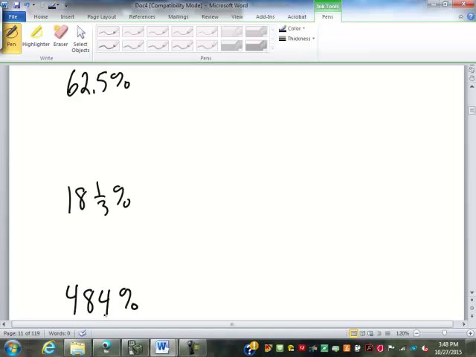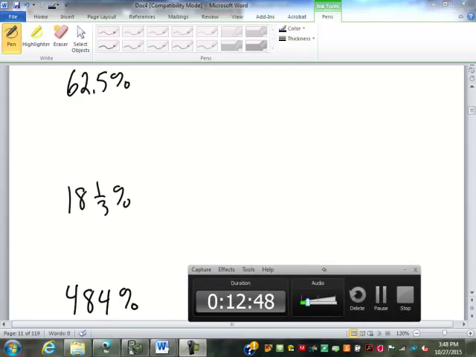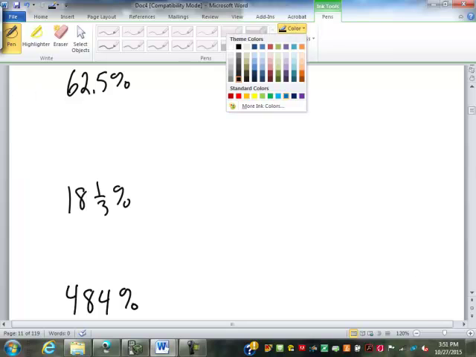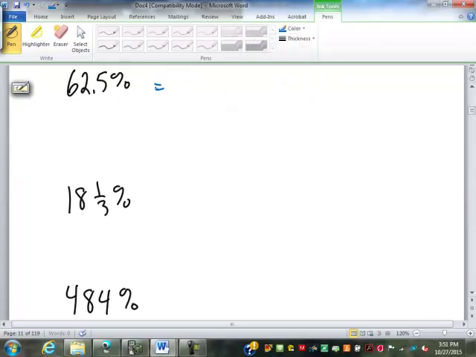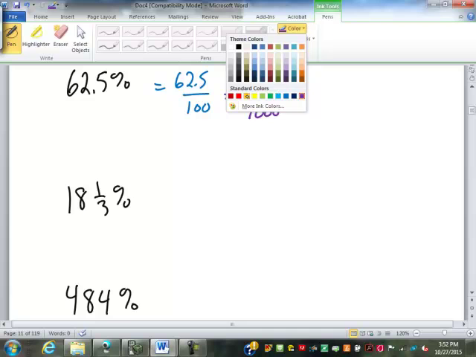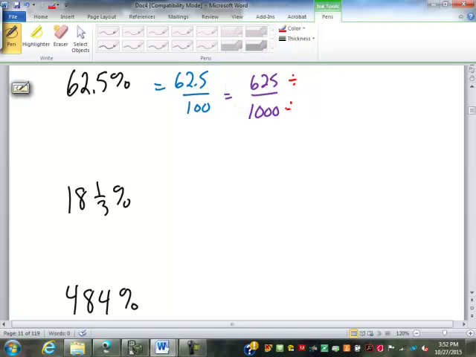I want you to convert each of those 3 into fractions reduced to their lowest form. So 62.5% becomes 62.5 over 100. Then what do we do from there? Times 10. So 625 over 1,000. And then both of those can be divided by 25, which is going to give us 25 over 40. And then they can still be reduced by 5. Giving us 5/8. 5 out of 8.